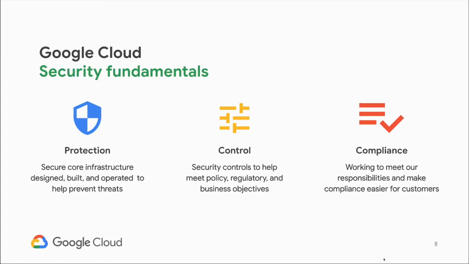Our core infrastructure is designed, built, and operated with security in mind from the ground up. Second, we provide customers with a constantly expanding array of controls that they can use to meet policy, regulatory, and business objectives. Third, we work with our compliance team to provide capabilities to make compliance easier for customers. And these are the things that we're going to be covering today. We're going to go into detail about how we enable security in the workloads across all these three areas.